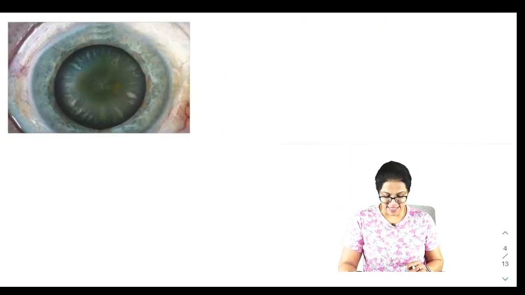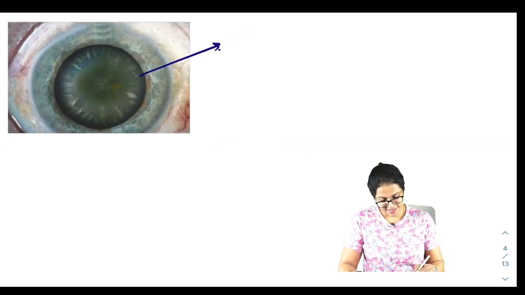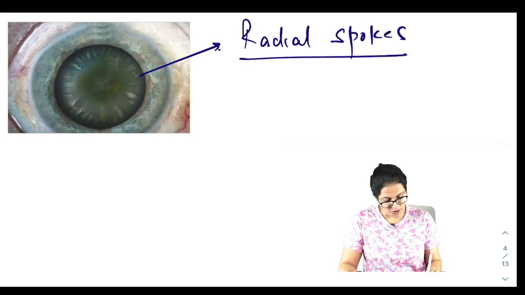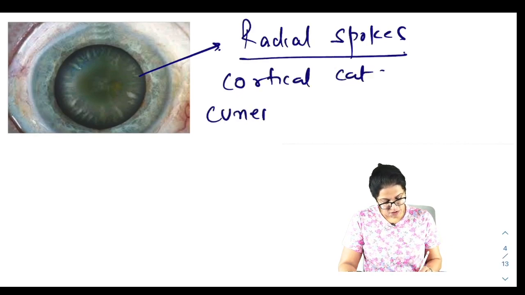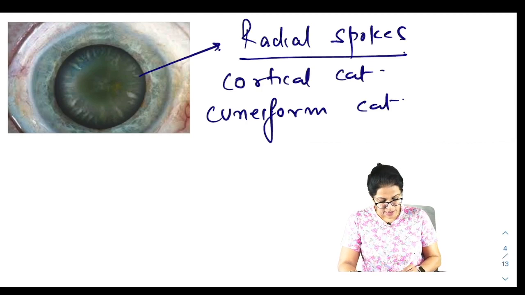First look at this. What are you looking at? These are your radial spokes, right? So radial spokes, what are we talking about? About cortical cataract. What is the other name of this cortical cataract? We can also call it cuneiform cataract, right? The question recently asked in NEET PG was about the management.